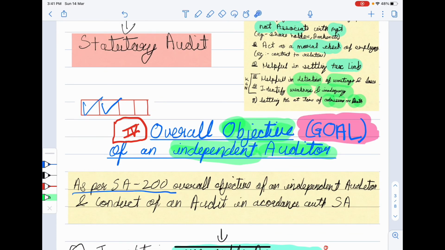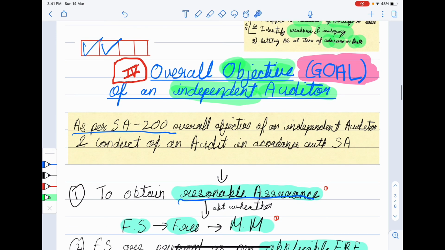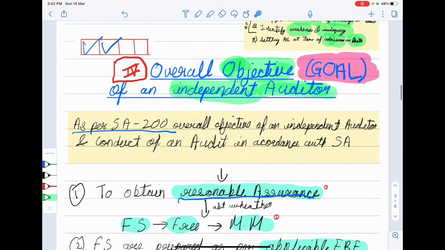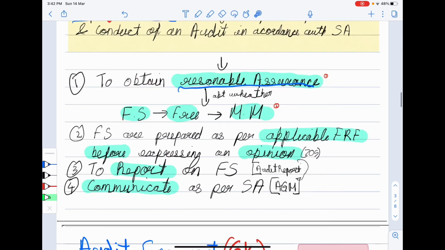Next question is what is the overall objective of the independent auditor? So as per SA 210, overall objective of the independent auditor in the conduct of an audit in accordance with SAs is to obtain reasonable assurance whether financial statements are free from material misstatement and financial statements are prepared as per the applicable FRF, to report on the financial statements and communicate as per SA. Okay, four answers done.